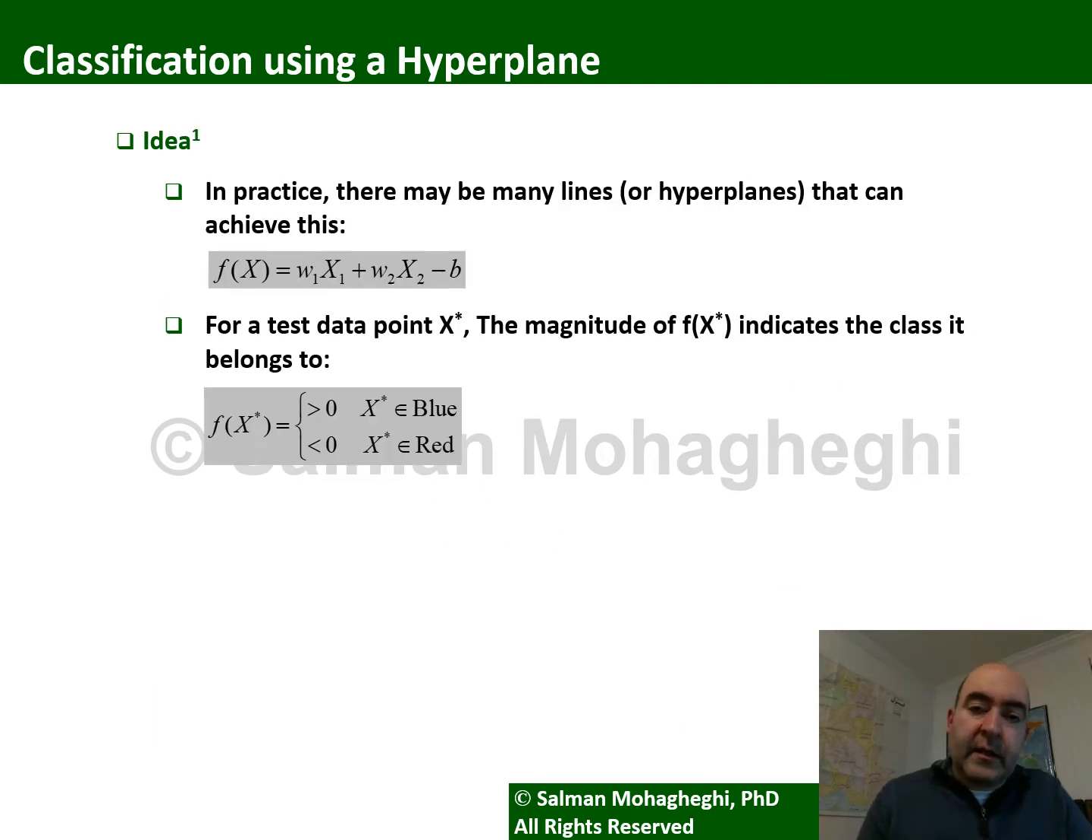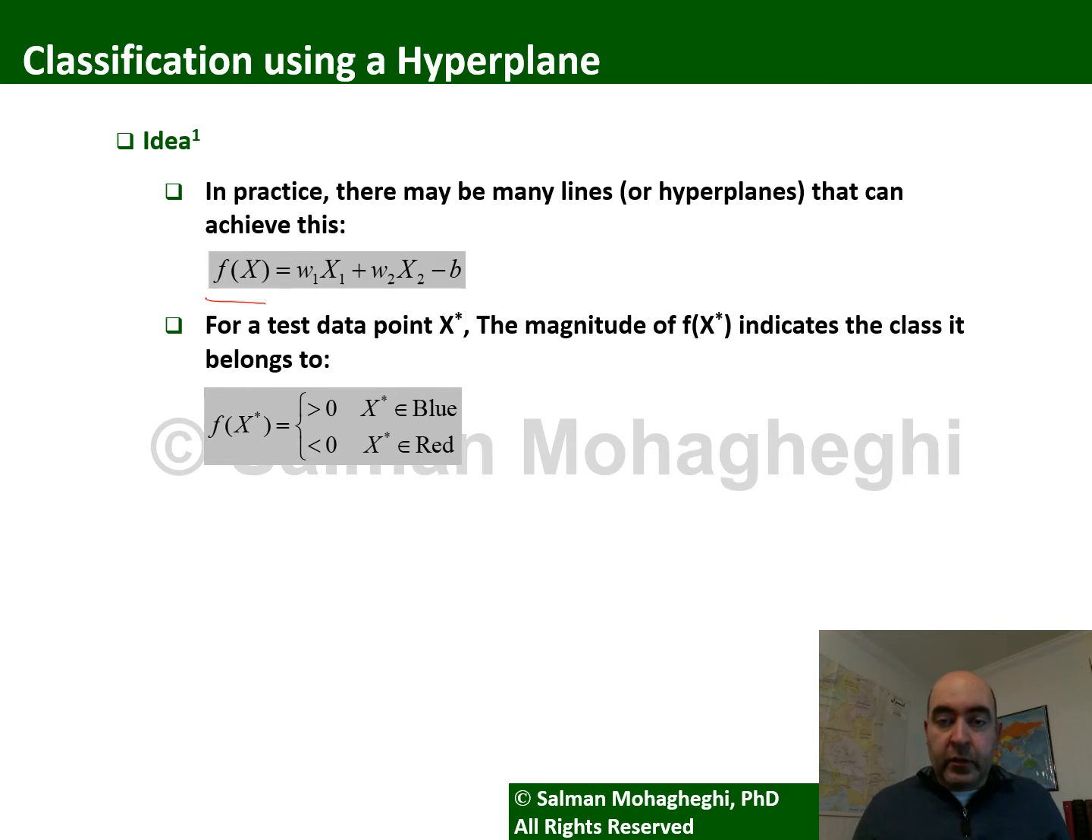Now we can state the previous equation in a different way. I can define a function f of x, which is going to be w1x1 plus w2x2 minus b. Then for every blue data instance, I would like the value of f at that particular data instance to be positive. And for every red data instance, I want that value to be negative.